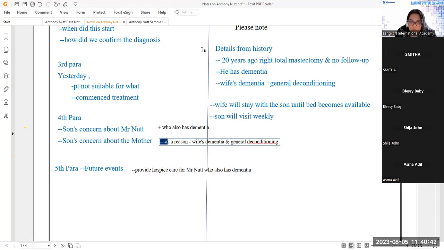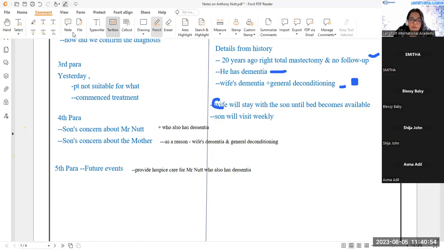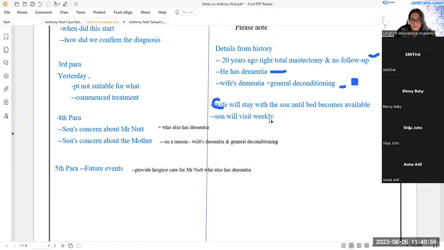What else do we have? We have dealt with the 20 years. That is done. This is done. Now, this one. How will we say this one? Wife will stay with the son until a bed becomes available. Where will I say that? Where do you talk about the availability of the bed? Blessing, where are we going? Shija, Asma, where are we going to talk about the availability of the bed? Fifth paragraph. Future para, in the future para.